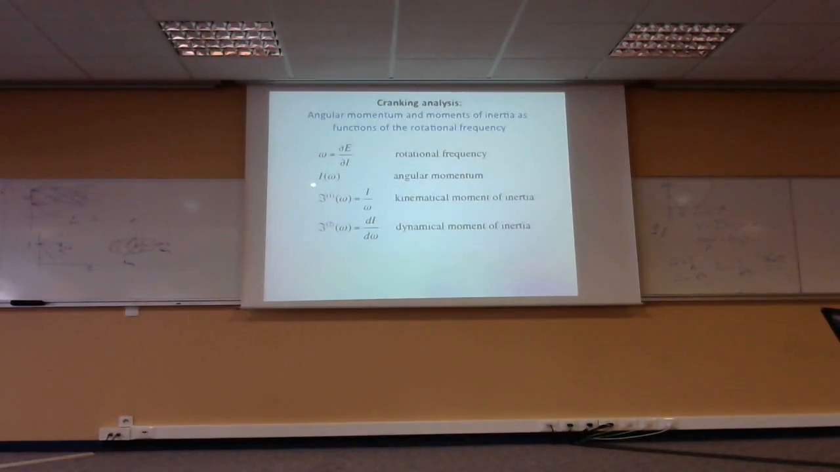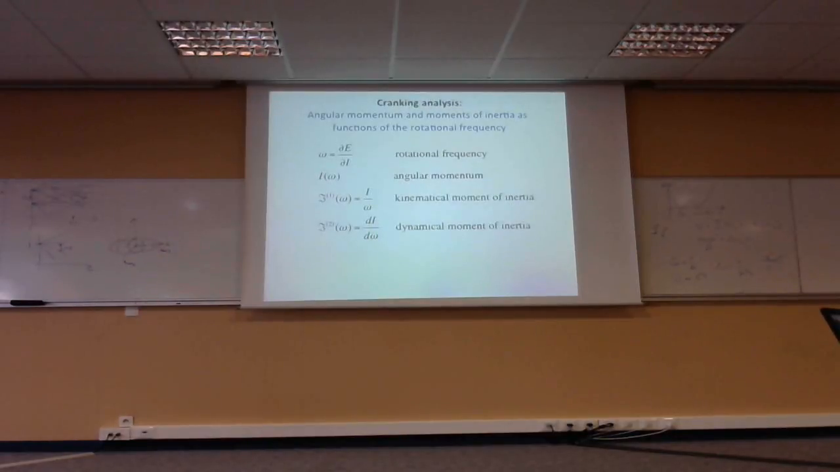Now you do have the angular momentum because you measure or determine that from experiment. So you actually have angular momentum as a function of frequency. And if you have angular momentum as a function of frequency, then you have moments of inertia. There is the so-called kinematical moment of inertia, that's the ratio of spin over frequency. Very simple. But then you can have the derivative. That's called the dynamical moment of inertia. This is dI/dω.